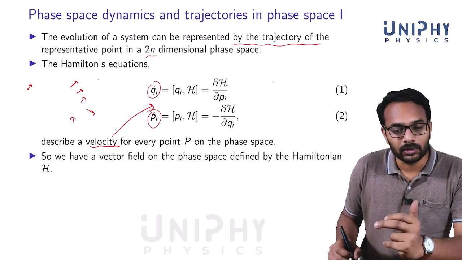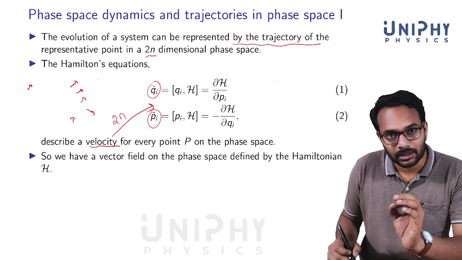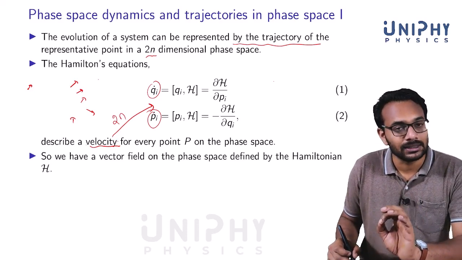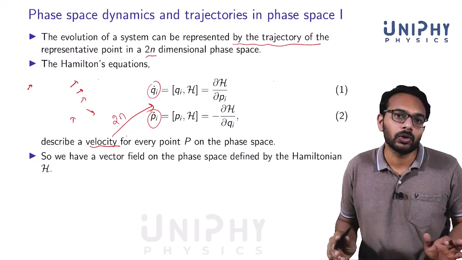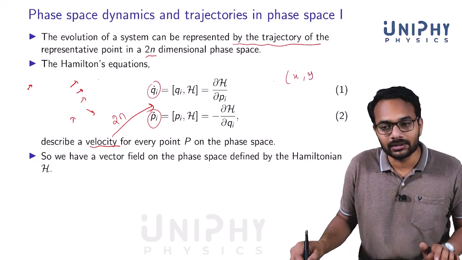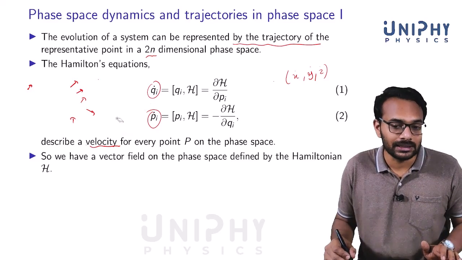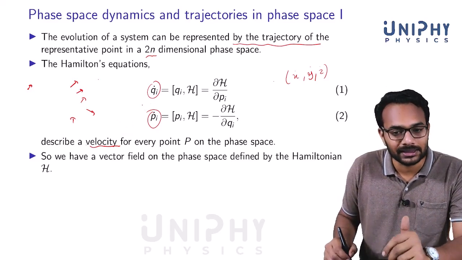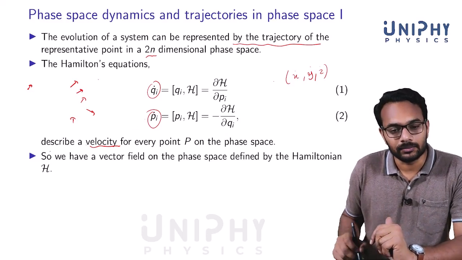We are talking about actually 2n components. We are talking about velocity in phase space. Remember, it's not the usual velocity, it's a velocity in phase space. And what are the components of this velocity? The components are q dot and p dot, just like the components of velocity in real space are x dot, y dot and z dot. In the same way, the components of velocity in phase space are q_i dot and p_i dot, and this is given by the Hamiltonian.